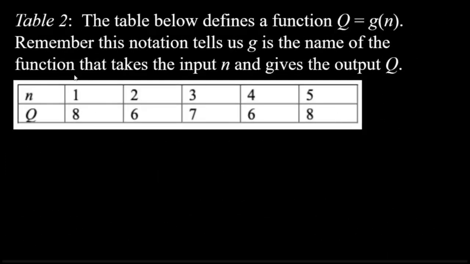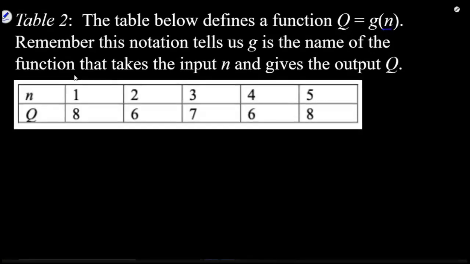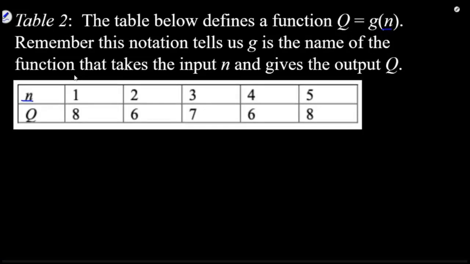The table below here defines a function. Now this time they tell us the function name, and I want to be careful because sometimes they switch the order on us. What is the name of this function? Or actually, let's step back. What's the input value for the function? N, right? N is the input. Let's use blue. So N is the input. What is the output value of the function? Q. So maybe that will help us out.